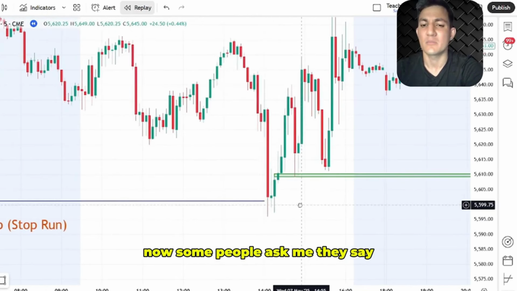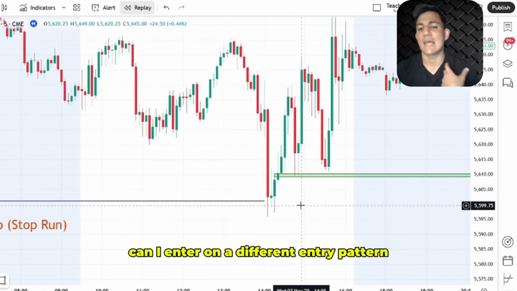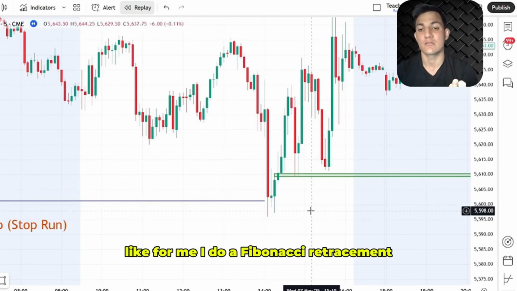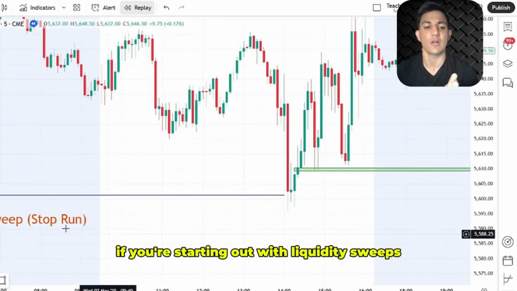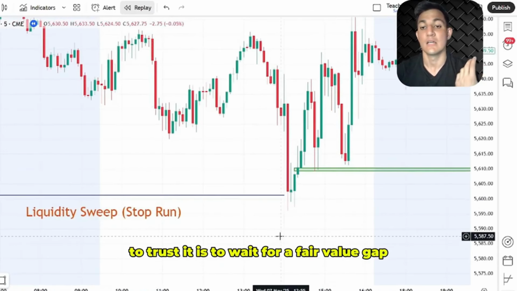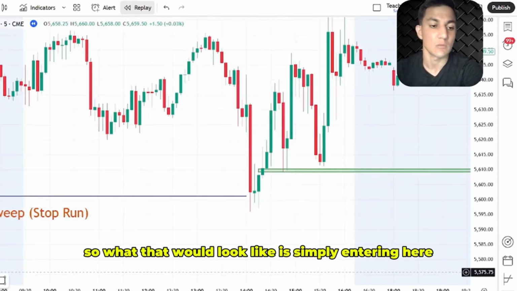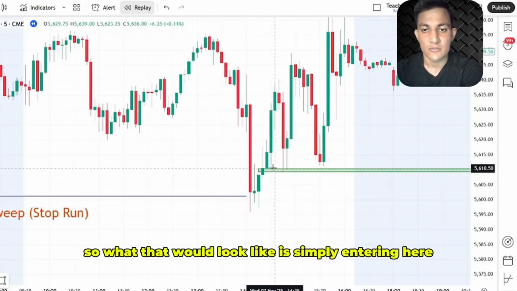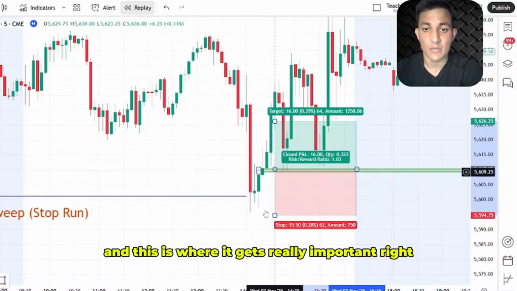Now, some people ask me, hey Atif, I don't really like a fair value gap. Can I enter on a different entry pattern? Yes, you can. Like for me, I do a Fibonacci retracement just because it makes my life easier. But if you're starting out with liquidity sweeps, the easiest way to trust it is to wait for a fair value gap and enter on that fair value gap. So what that would look like is simply entering here on the fair value gap. And this is where it gets really important, right?